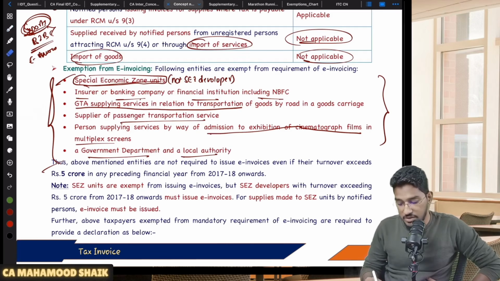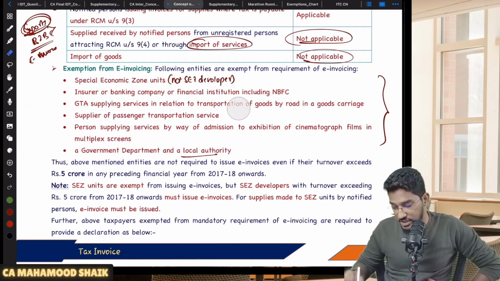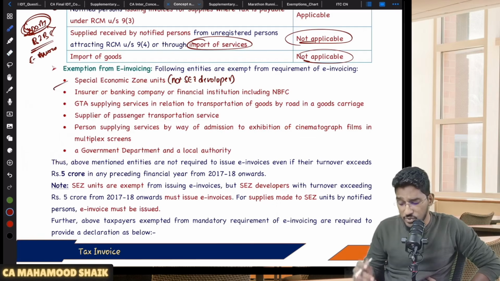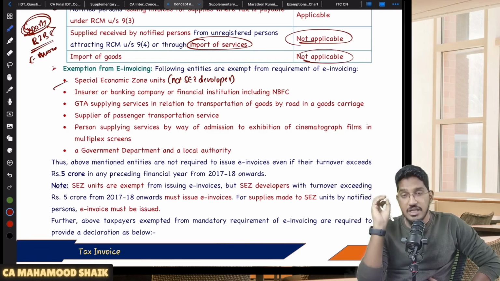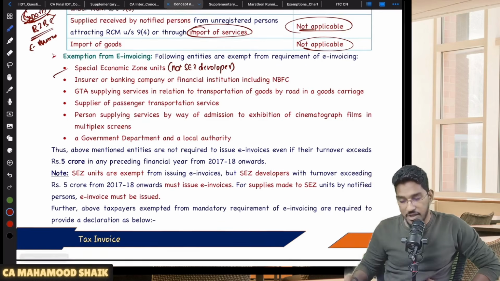What are they? Come on, this list you have to remember. They might ask a direct theory question on this aspect. So: SEZ unit, insurer, banking company or financial institution including NBFC, GTA service provider, supplier of passenger transportation services, multiplex theaters, and government department and a local authority.